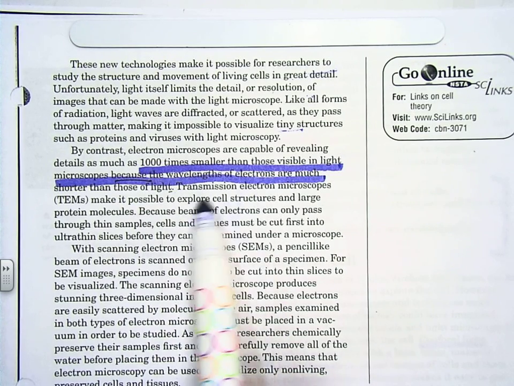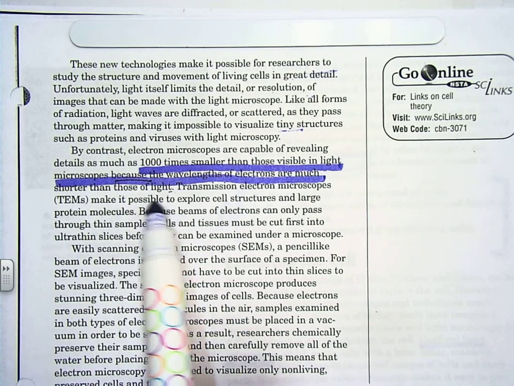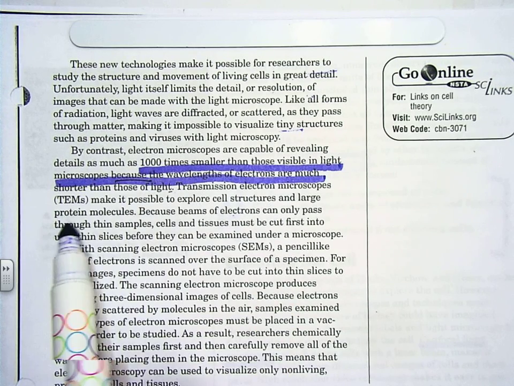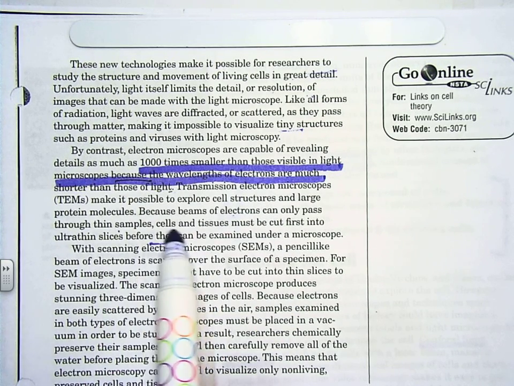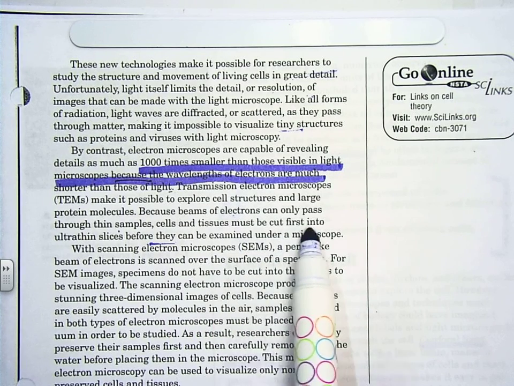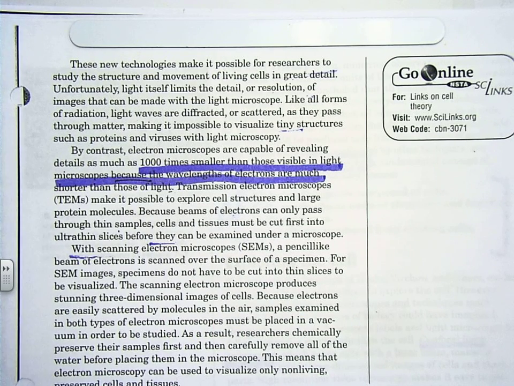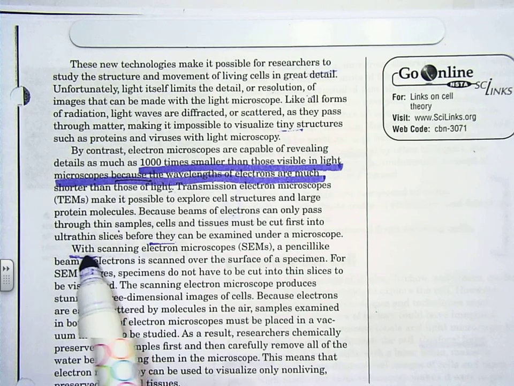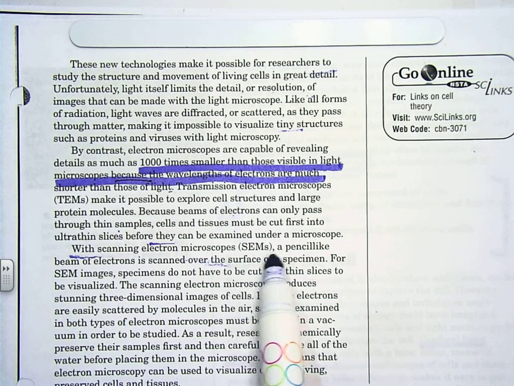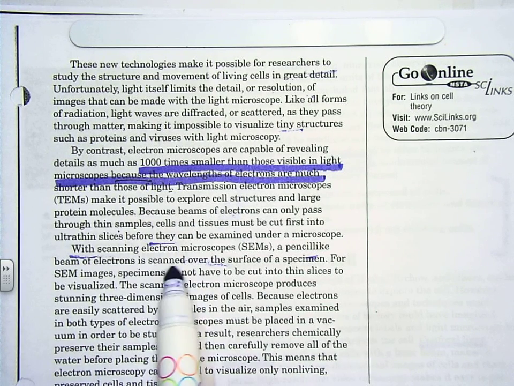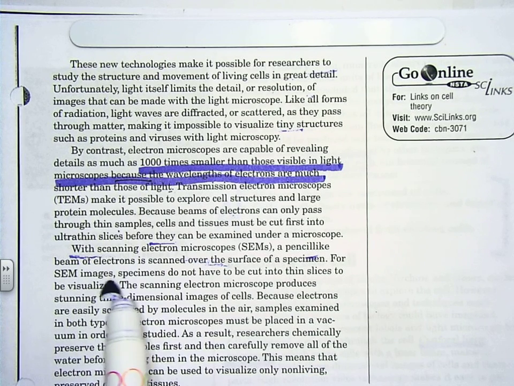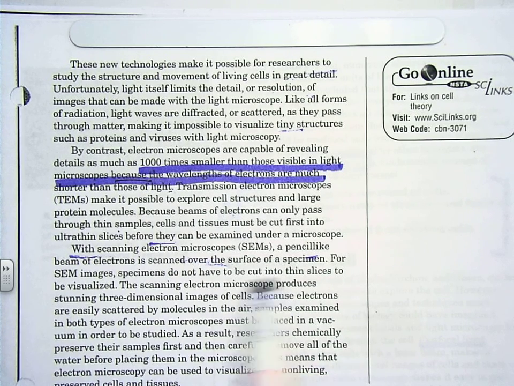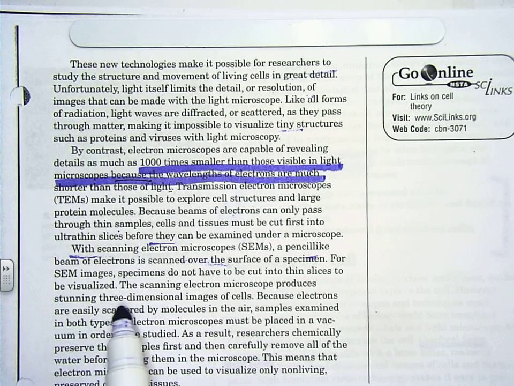Transmission electron microscopes, TEMs, make it possible to explore cell structures and large protein molecules. Because beams of electrons can only pass through thin samples, cells and tissues must be cut into ultra-thin slices before they can be examined under a microscope. With scanning electron microscopes, SEMs, a pencil-like beam of electrons is scanned over the surface of a specimen. For SEM images, specimens do not have to be cut into thin slices to be visualized. The scanning electron microscope produces stunning three-dimensional images of cells.